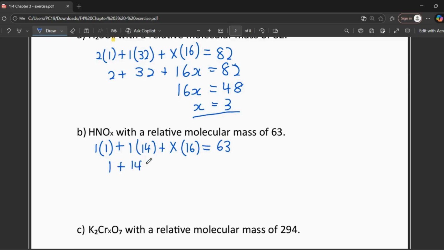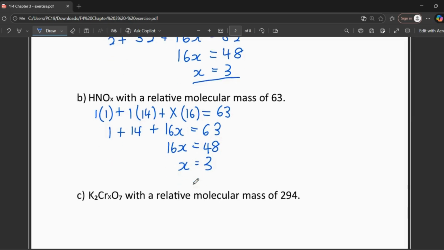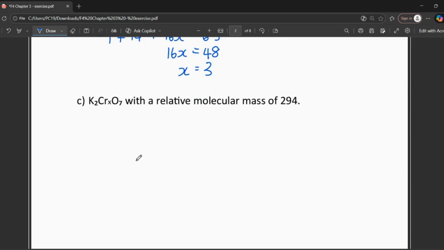So we have to solve this equation. x equals 3. Moving on to the third question, we have K2CrxO7 with a relative molecular mass of 294. So we're going to derive it.